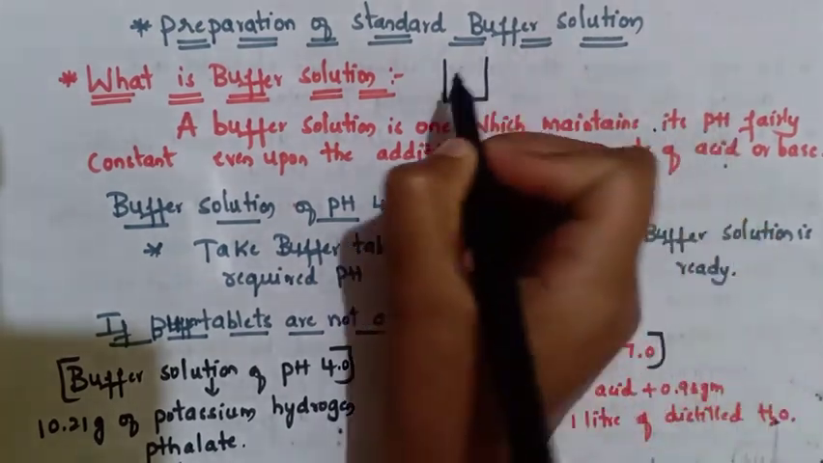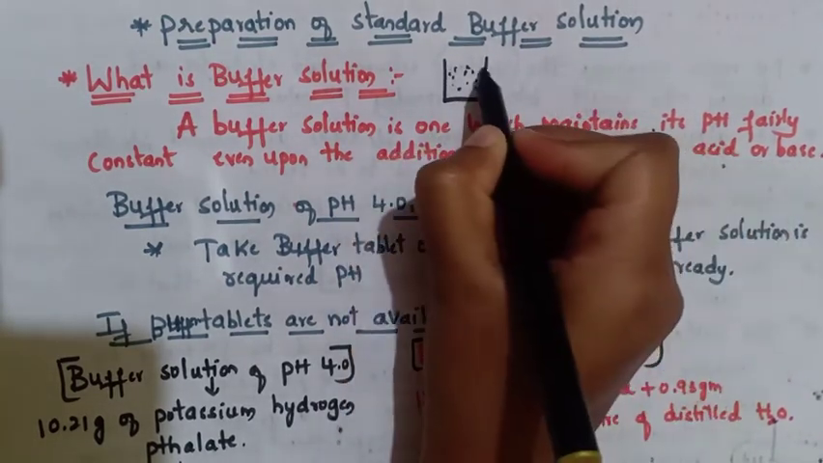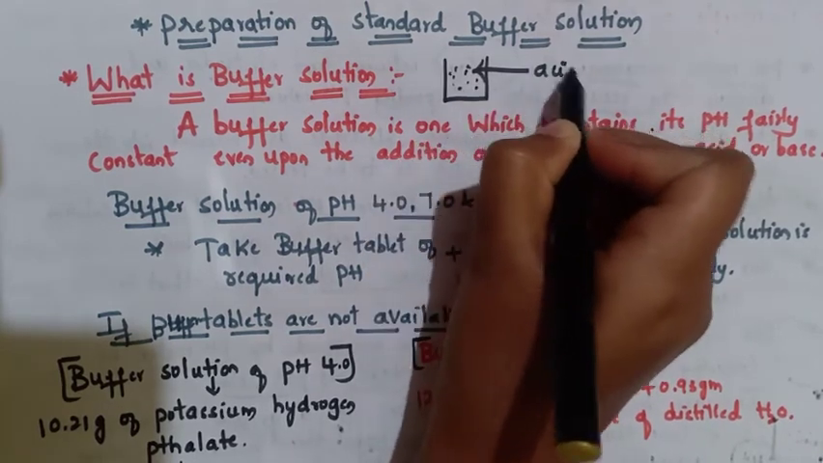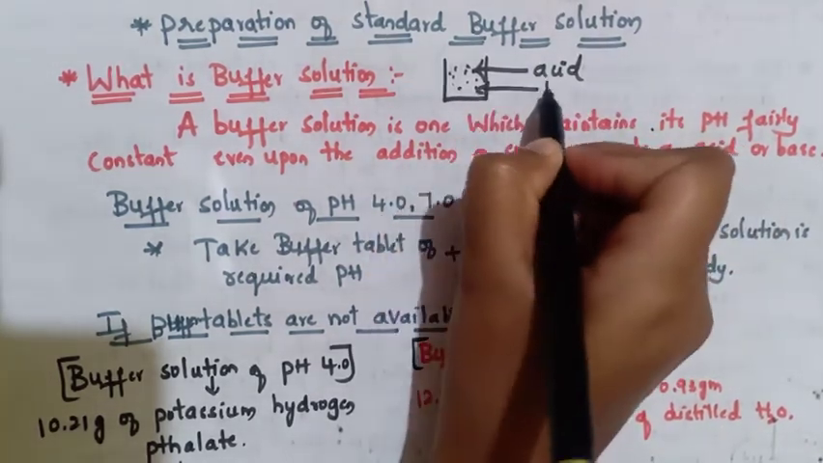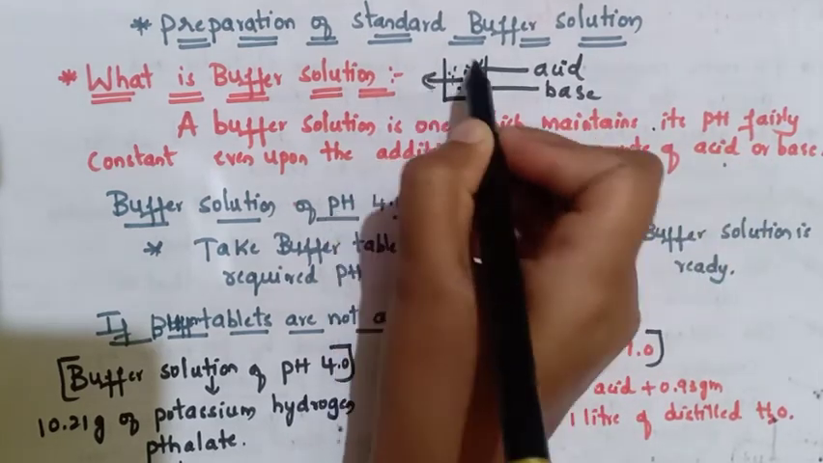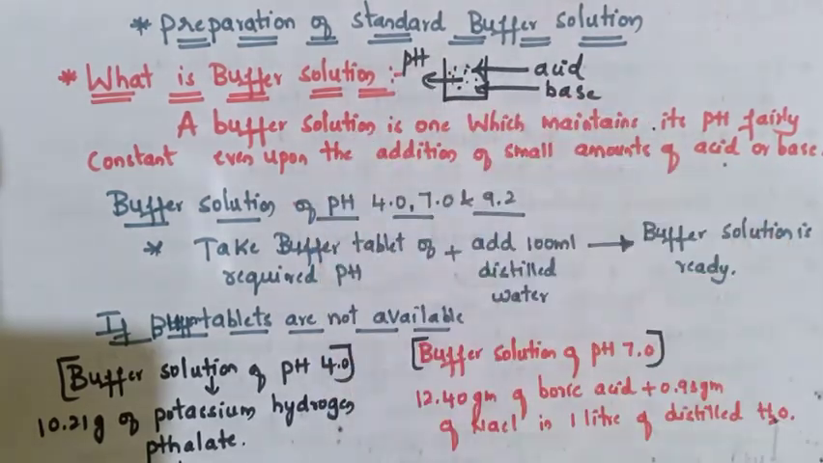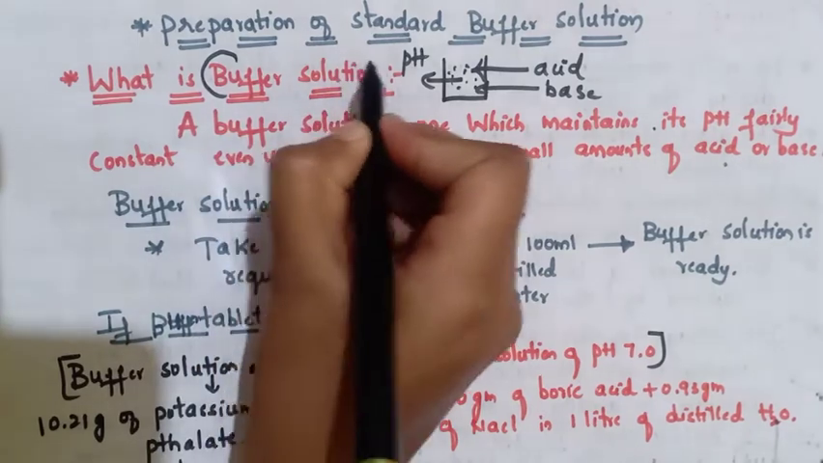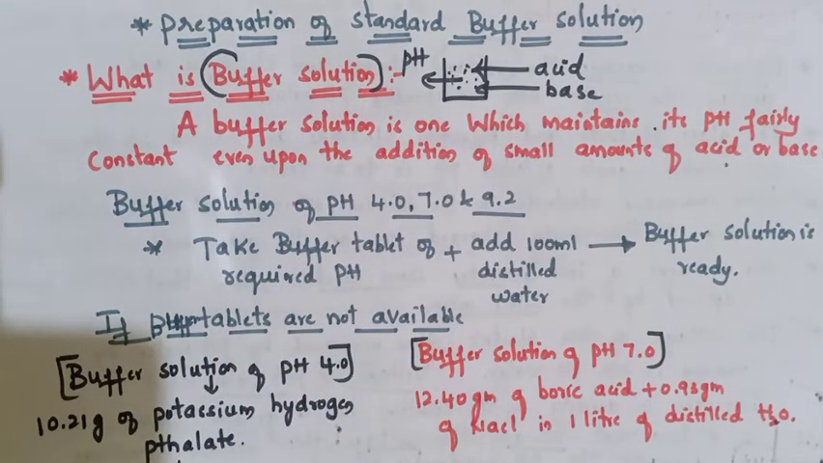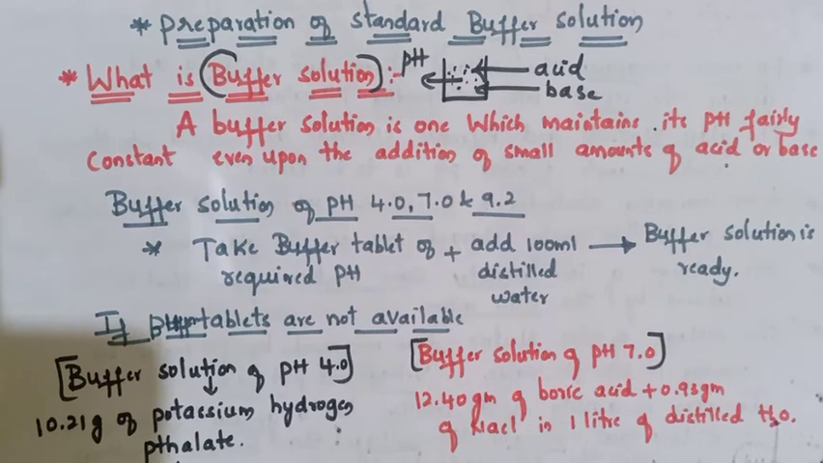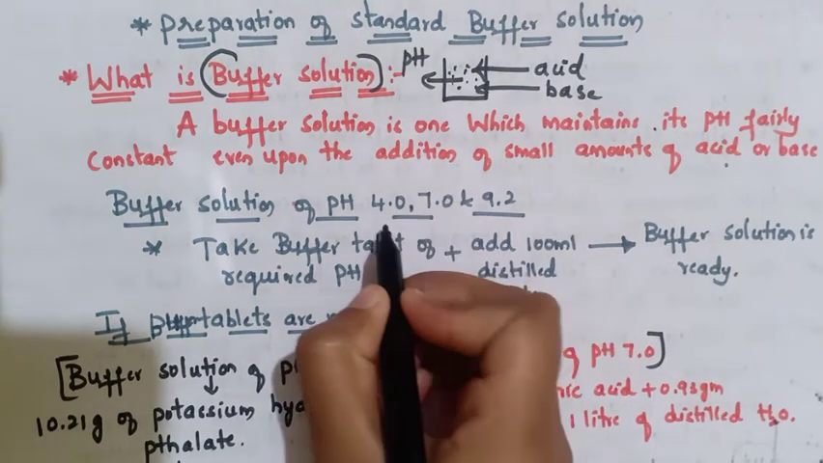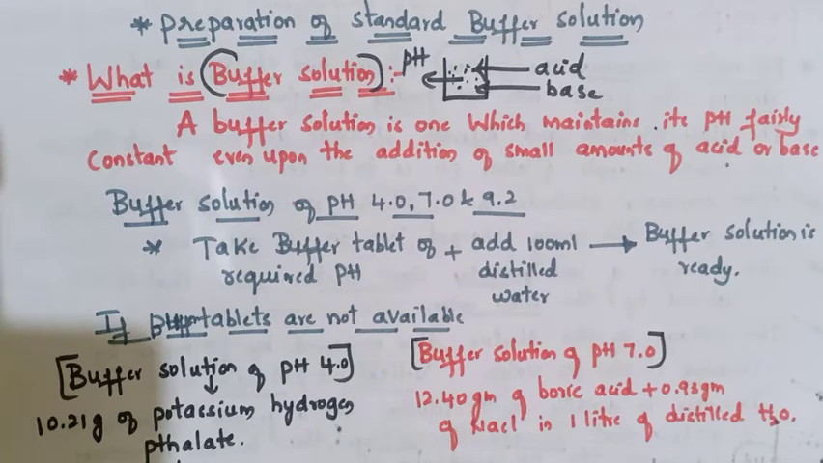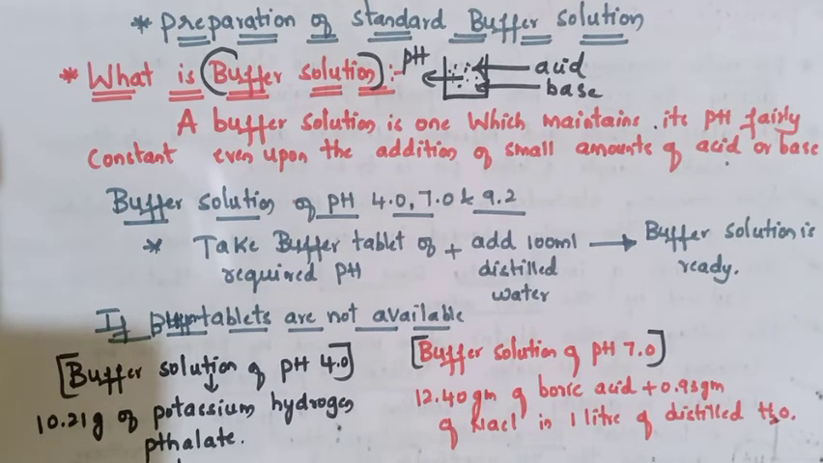Take a solution here, add acid or add base to it, but this solution's pH will remain constant even when the acid and base are added. Such solutions which maintain the pH are known as buffer solutions. These are very important to calibrate the pH meter. We need buffer solutions of pH 4, 7 and 9.2. Now let's see how these buffer solutions are prepared.